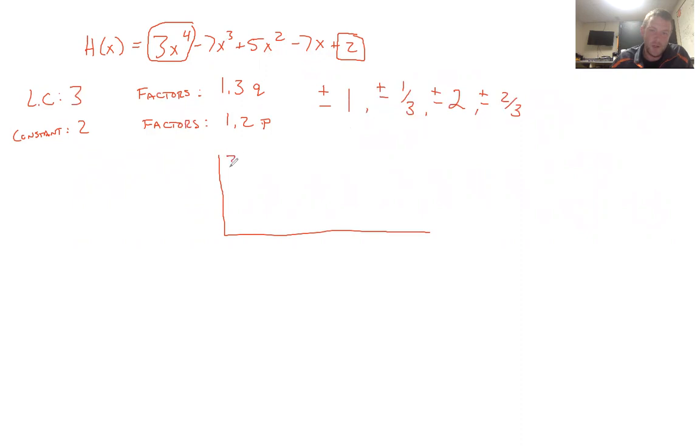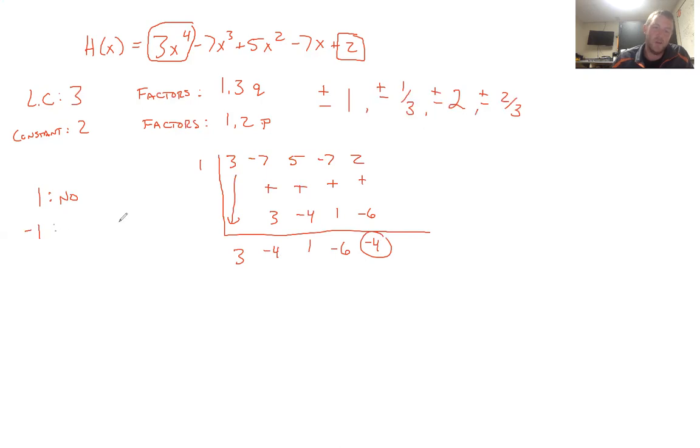So I'm going to write 3, -7, 5, -7, and 2. And again, if it is the correct solution, the number at the bottom will be 0. So I'm going to plug in 1 first. So that's 3. Add. 3 times 1 is 3, -4, 1, -6, and -4. Okay, so is this a solution? The answer would be no. So 1 is no.